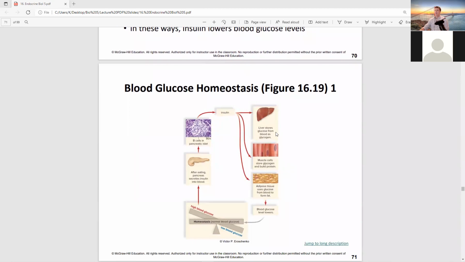Okay, so insulin: the liver stores glucose from blood as glycogen. Muscle cells store glycogen and build protein. Adipose tissue uses glucose from blood to form fat, and this lowers glucose levels.